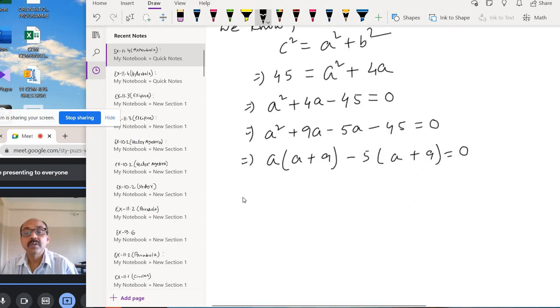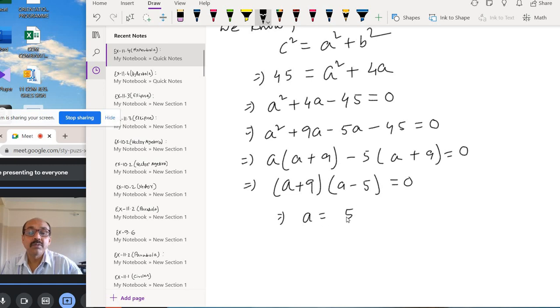So a plus 9 is common, (a plus 9) into (a minus 5) equal to 0. Okay, therefore a equal to 5 and minus 9. a plus 9 equal to 0, a equal to minus 9, and a minus 5 equal to 0, a equal to 5.